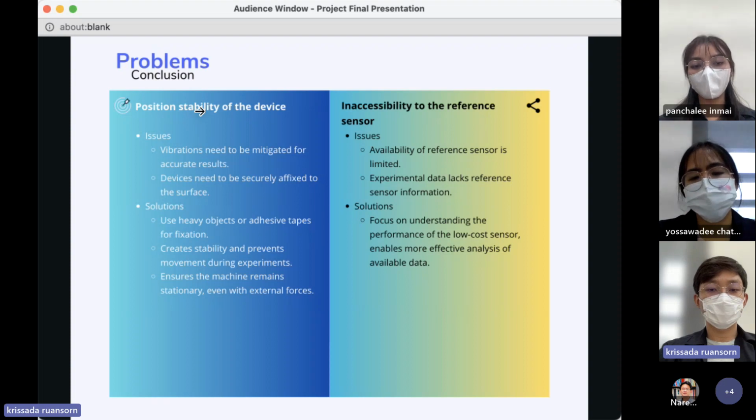Lastly, the inaccessibility of the reference sensor, which is often expensive but limited in availability, poses a challenge in this experiment. However, by understanding the effectiveness and efficiency of the low-cost sensor, we can still analyze the available data effectively. Overall, the solutions aim to address all of these problems.